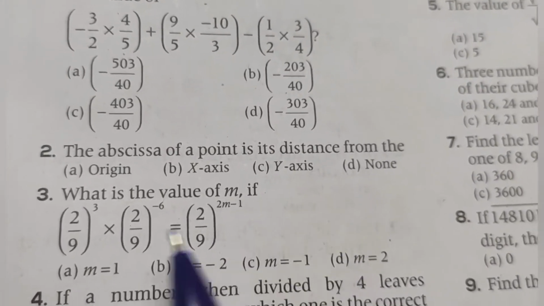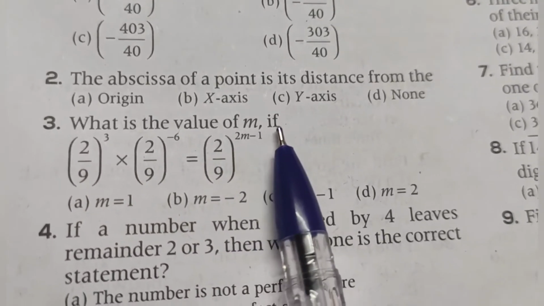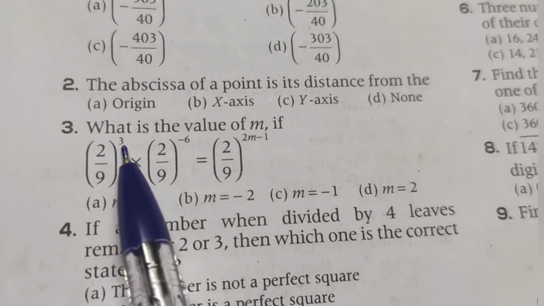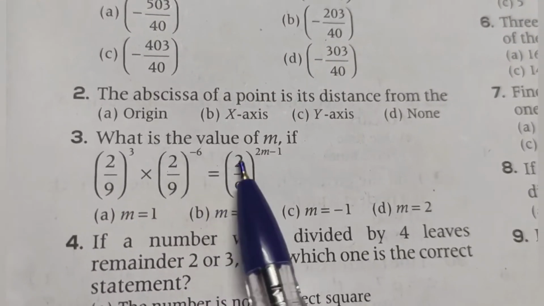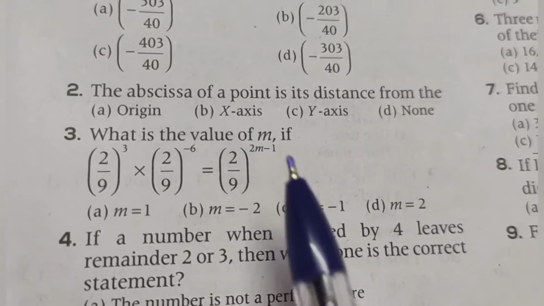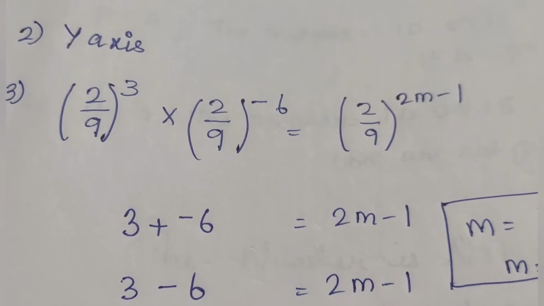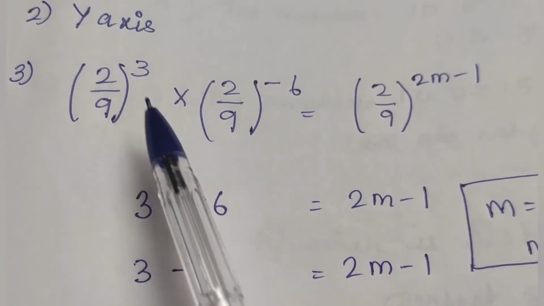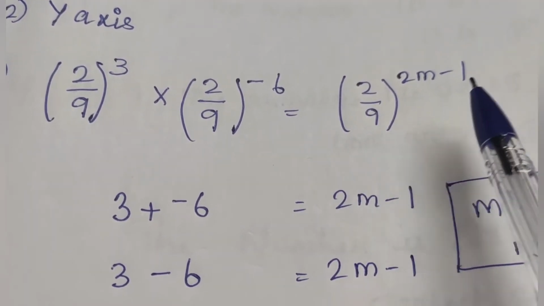Option C. Third question: what is the value of m if (2 by 9) power 3 into (2 by 9) power minus 6 equal to (2 by 9) power 2m minus 1? (2 by 9) power 3 into (2 by 9) power minus 6 equal to (2 by 9) power 2m minus 1.